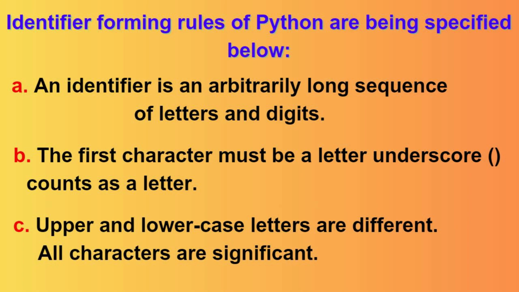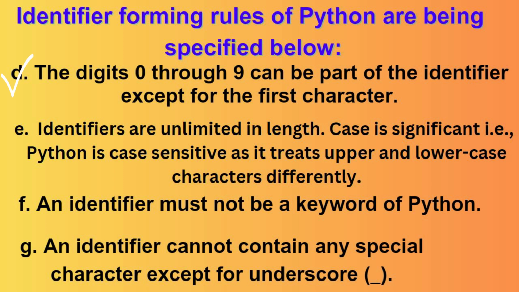Identifier rules. Number 1, an identifier is an arbitrarily long sequence of letters and digits. Number 2, the first character must be a letter. The underscore counts as a letter. Number 3, upper and lowercase letters are different. All characters are significant. Number 4, the digits 0 to 9 can be a part of the identifier except for the first character. Next point, identifiers are unlimited in length. Next point, an identifier must not be a keyword of Python. And the last point is an identifier cannot contain any special character except for underscore.